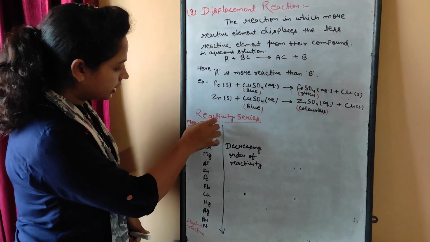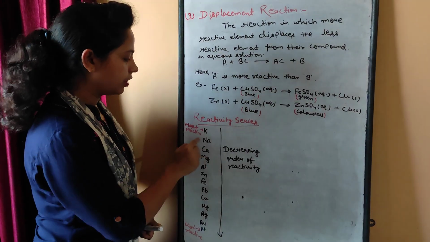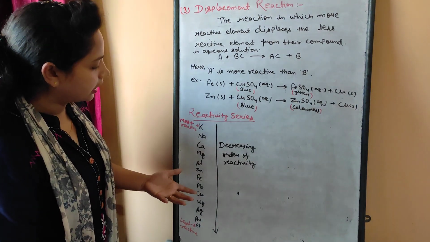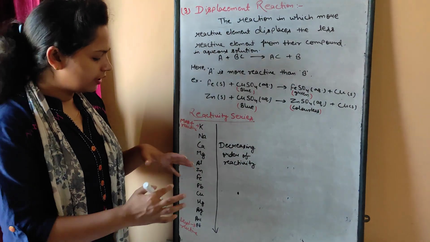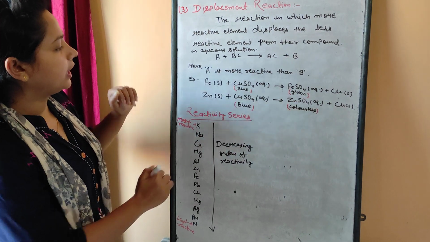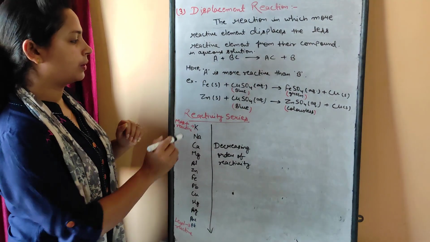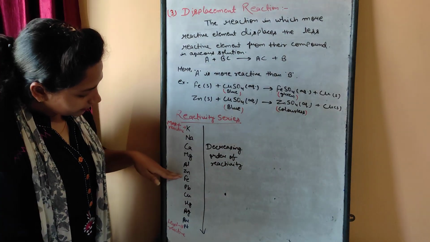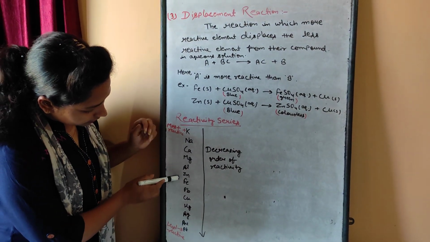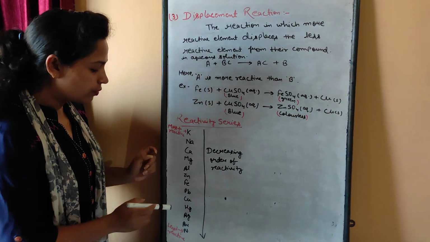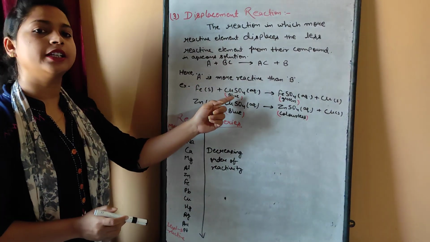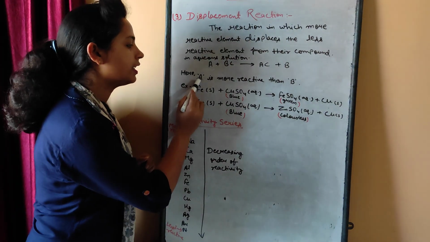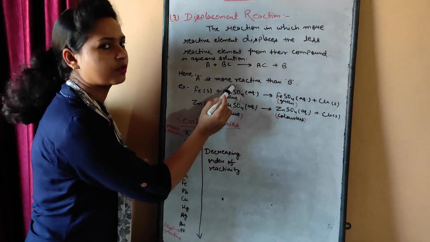Now, whenever there is a displacement reaction, higher reactive metals displace the less reactive elements. As for example, we have taken here Fe plus CuSO4. Now see in the reactivity series where Fe and Cu lie. Fe lies just above the copper. It means Fe is more reactive than the copper. So in the displacement reaction, this iron displaces this copper from its metal salt.